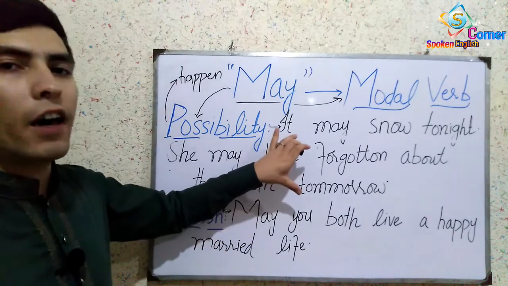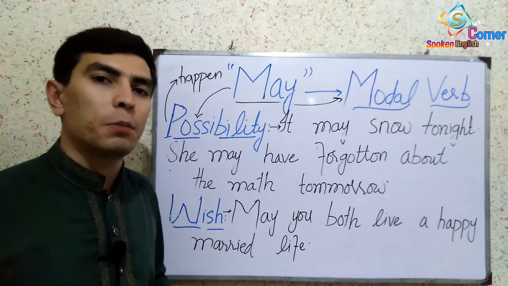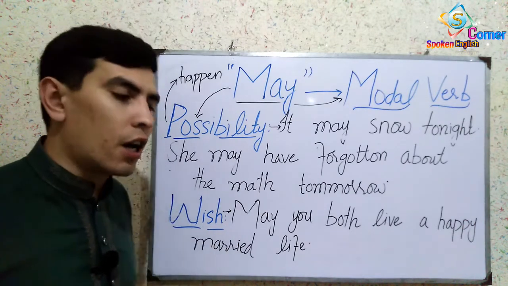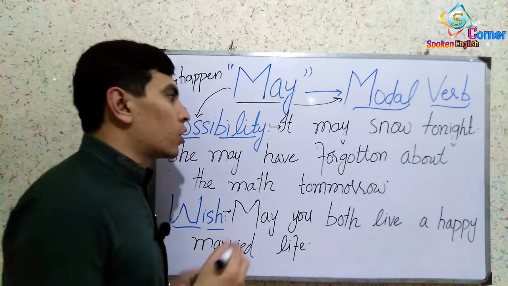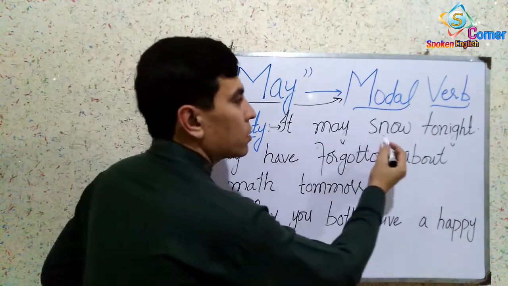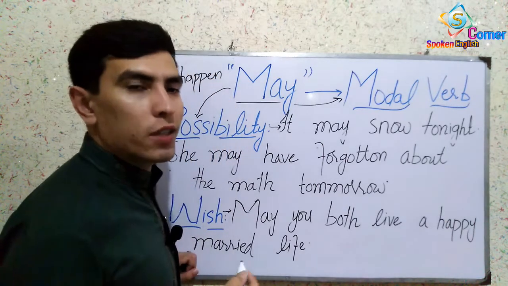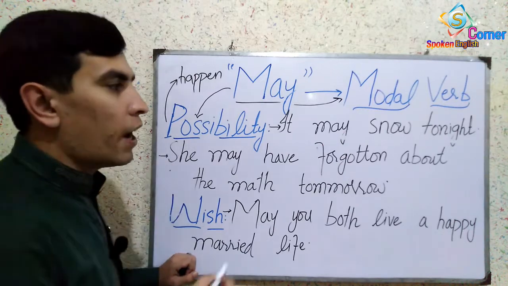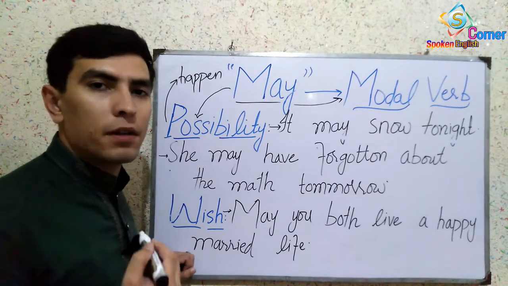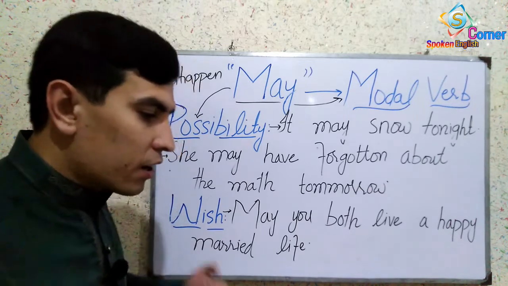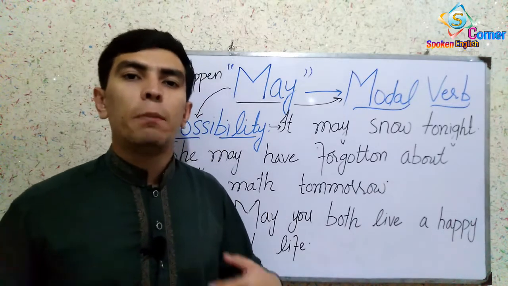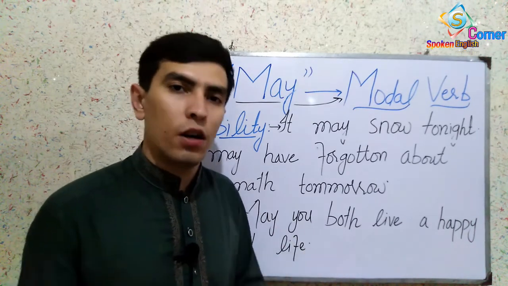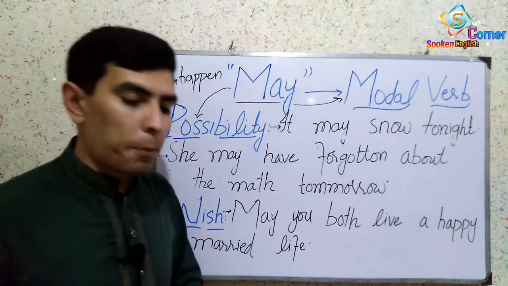Look, here I have made a few examples regarding possibility. With the help of these examples, I want to clear your idea or your concept. Look, it may snow tonight. This example shows the possibility. Another example: she may have forgotten about the math paper tomorrow. Here a girl may have forgotten about the math paper tomorrow. We need to give a reminder to her. So this example shows the possibility.